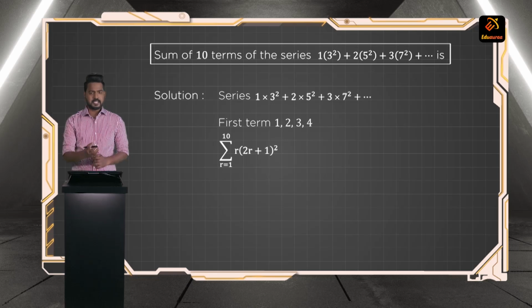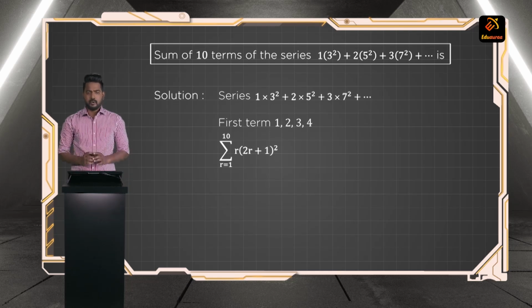Now, in the summation, there should be starting and ending limits. So according to the question, we have to calculate the sum of the 10 terms. So it should start with R equal to 1 and end at 10. If I want to calculate the sum of n terms, I will start with R equal to 1 and end at R equal to n. But here we only have to calculate the sum of the first 10 terms, so from R equal to 1 to R equal to 10.